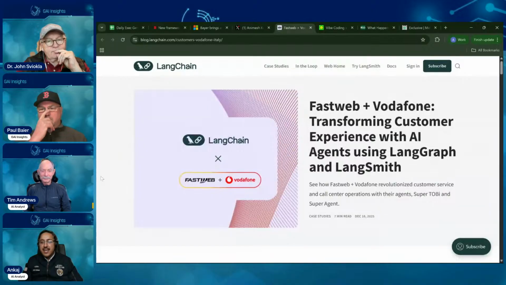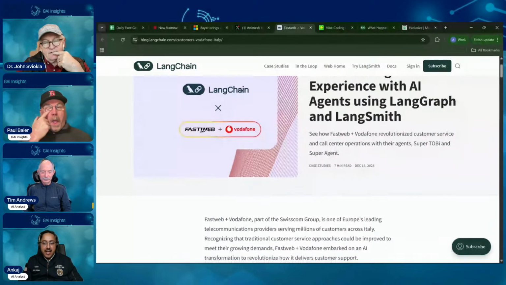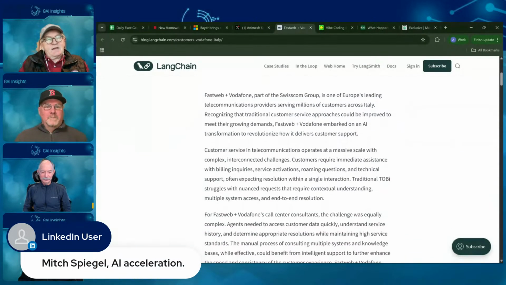This one comes from LangChain, and it talks about FastWeb plus Vodafone transforming customer experience with AI agents using LangGraph and LangSmith. I was kind of on the fence between important and essential on this one. They're dealing with over 9 million customer calls with this thing. This reminds me of a paper we did for Inflection, looking at the automation of call centers. I like the architecture: we've got an inventory of problems, an inventory of solutions, a matcher, and an evaluator. Very straightforward. The LangGraph case studies are usually abysmal, but this one I thought was pretty good.